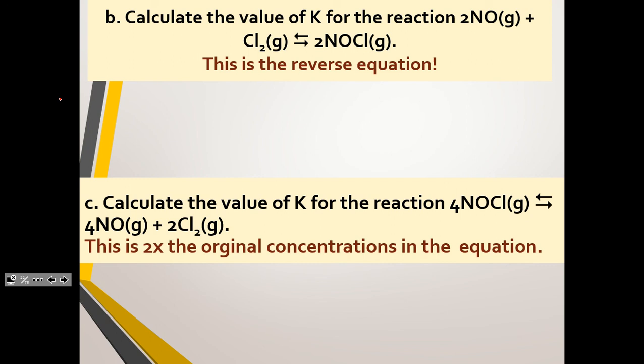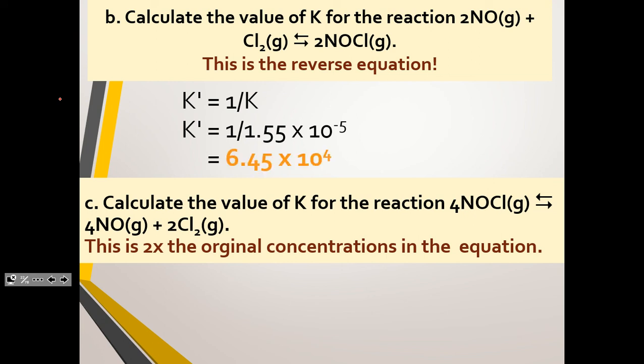Part B, calculate the value of K for the reaction. What you'll notice for NO plus Cl2 yields NOCl is that it is the reverse equation. So using information previously covered in this video, we can take the inverse of Kc, which we can call K prime in this case. 1 divided by the equilibrium constant will give us a value of 6.45 times 10 to the fourth.